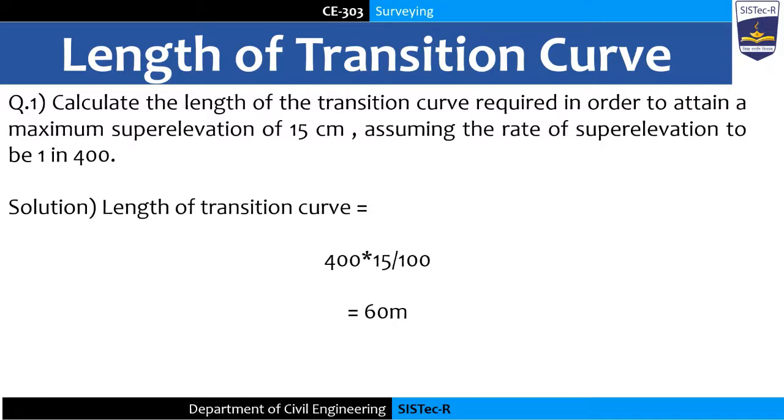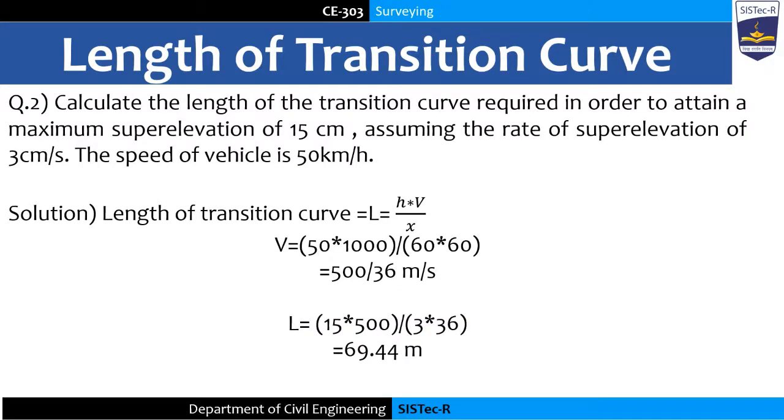Easily you can see that here the rate of super elevation is given. So length of transition curve will be equal to 400, that is n into h upon 100. So length of transition curve is 400 into 15 upon 100. This will give me the length of transition curve in meters. Here the value of h, that is the super elevation, is 15 centimeter. So you will put the value of h in centimeter here, and you will get the length of transition curve in meters. I told you earlier also to remember the units very carefully. So it is simple. The length of transition curve in this numerical will be equal to 60 meter.